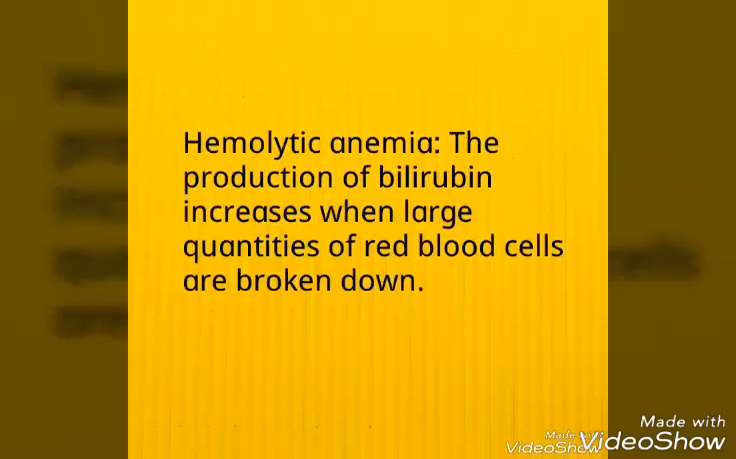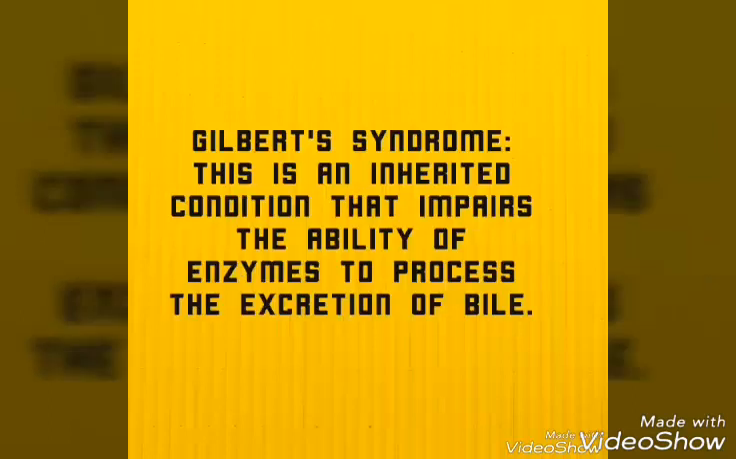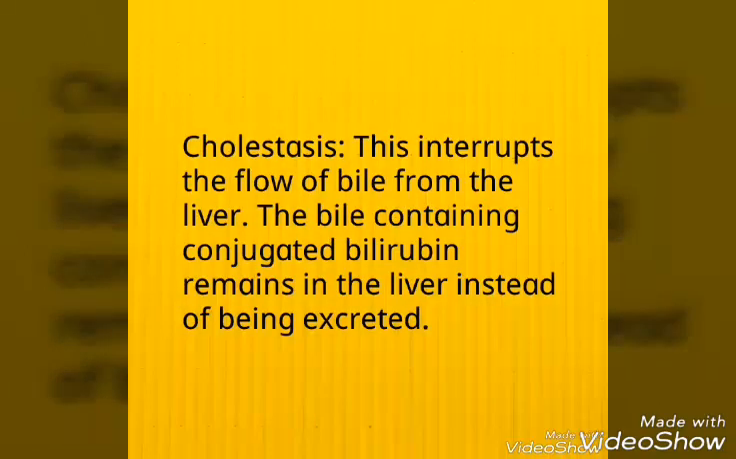Hemolytic anemia. The production of bilirubin increases when large quantities of red blood cells are broken down. Gilbert's syndrome. This is an inherited condition that impairs the ability of enzymes to process bilirubin. Cholestasis. This interrupts the flow of bile from the liver. The bile containing conjugated bilirubin remains in the liver instead of being excreted.